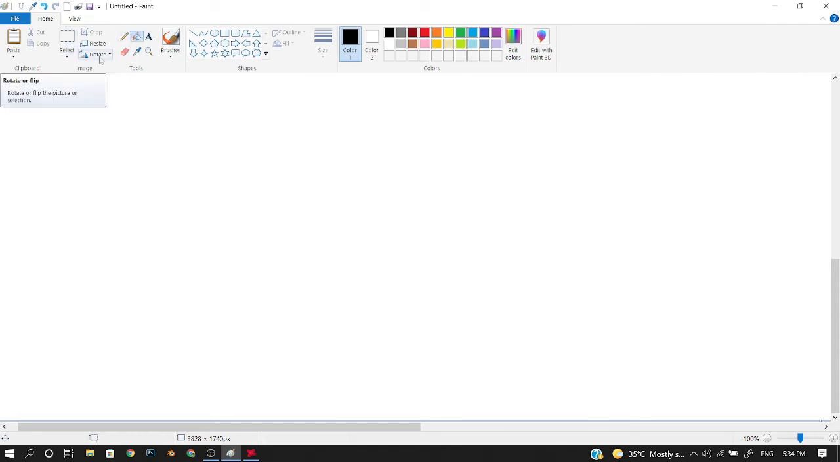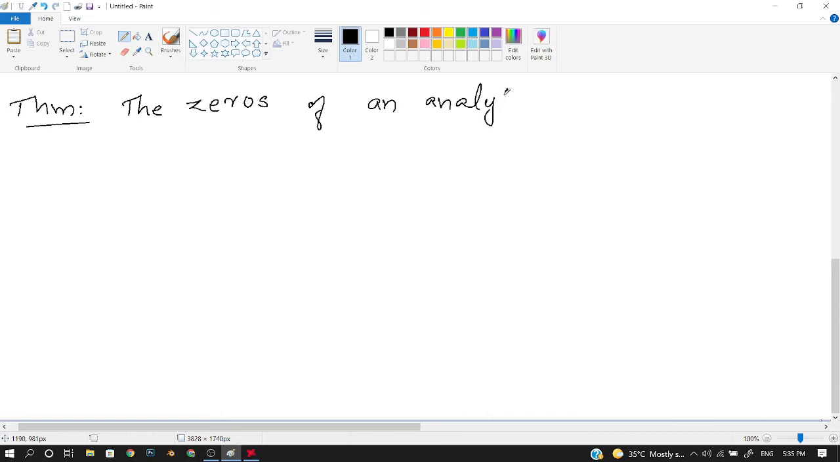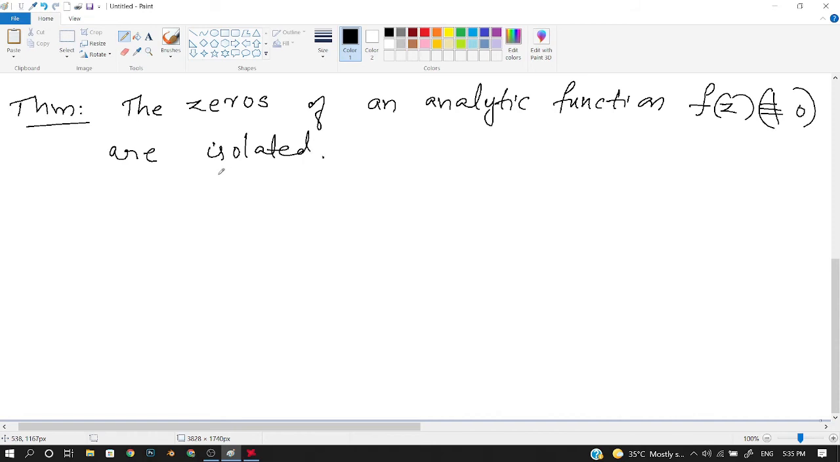Next, we have an important theorem. The theorem says the zeros of an analytic function f of z which is not identically equal to 0 are isolated. Now we can move to the proof.